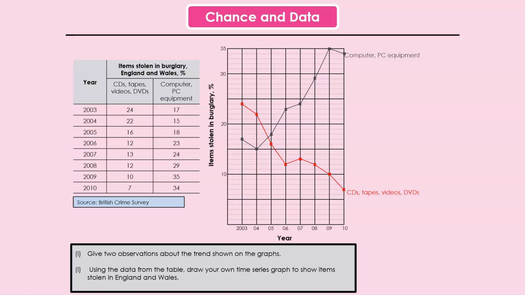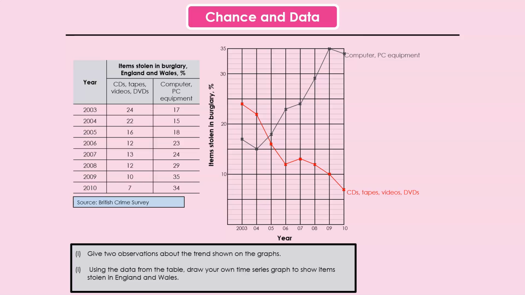When you involve two time series graphs, we can get quite a lot of information. So here we've got items stolen and burglaries in England and Wales. So they're either taking CDs, tapes, videos, DVDs, or computer equipment. So pause the video, find two observations about the trend shown.